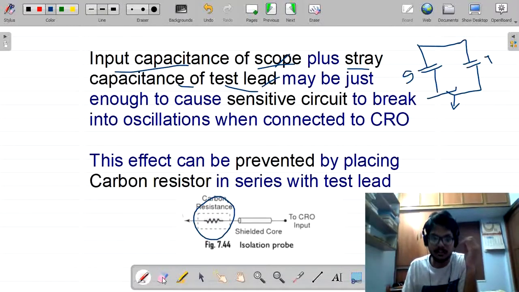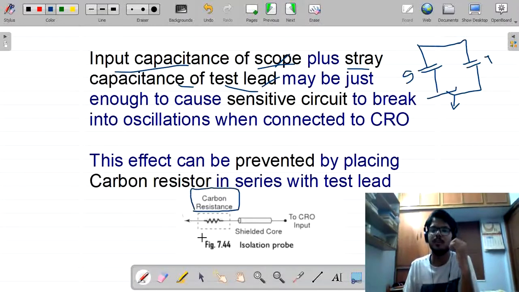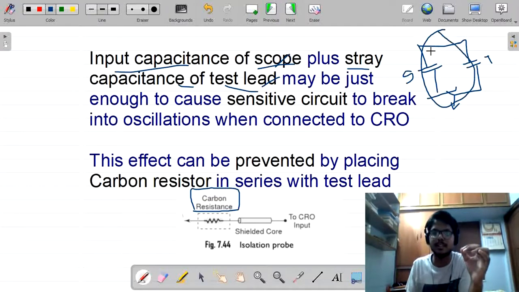The resistor which we are placing here is termed a carbon resistor. Hope you understand why we are placing a resistance here: in order to avoid the overlap of the two waveforms. What are the two waveforms? The first waveform is from the electronic component and the second waveform is generated from this capacitance circuit.